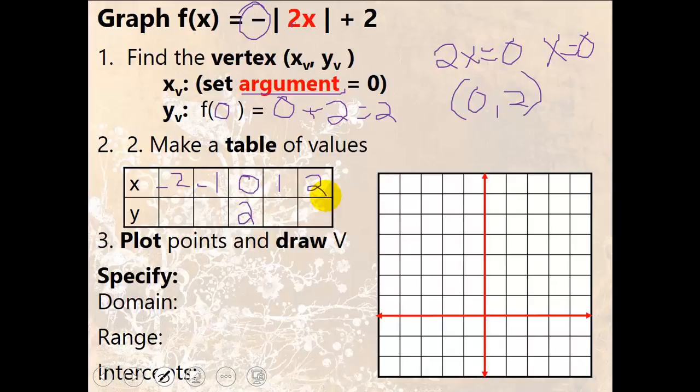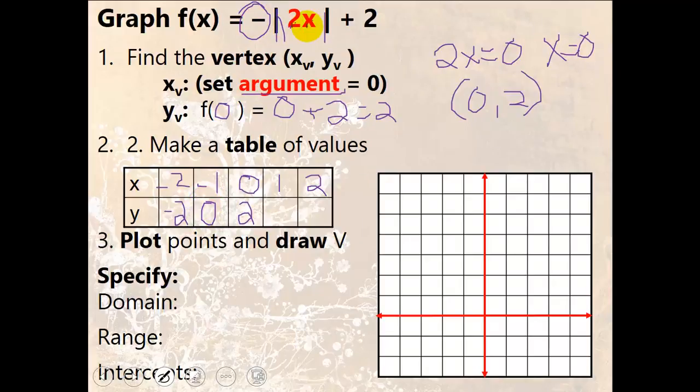And I make it easy on myself. So here's what I do. I plug in a negative 2. 2 times negative 2 is negative 4. Absolute value is positive 4, but I have a negative in front. So it becomes negative 4 plus 2. That's negative 2. I'm going to plug in a negative 1. 2 times negative 1 is negative 2. Absolute value becomes positive 2, but I'm going to take the negative of that, so that becomes negative 2 plus 2 is 0.